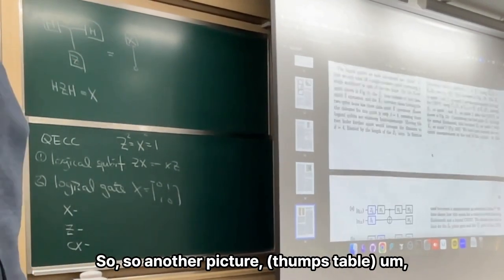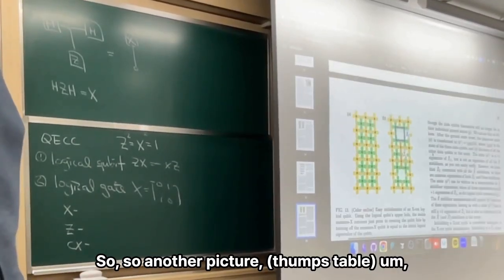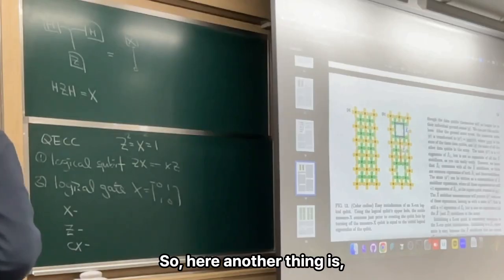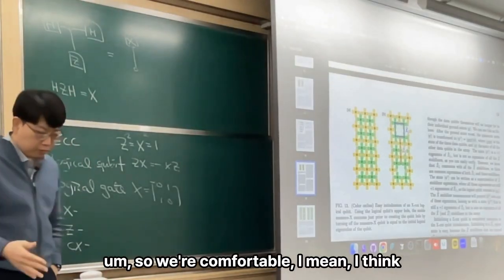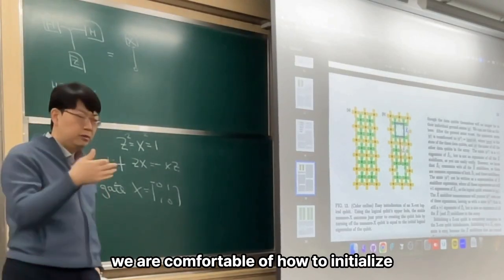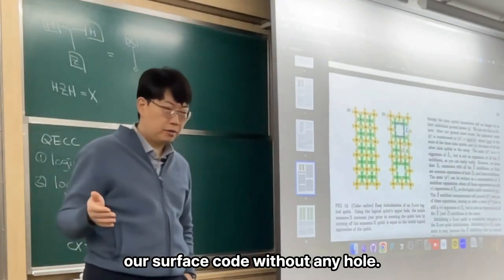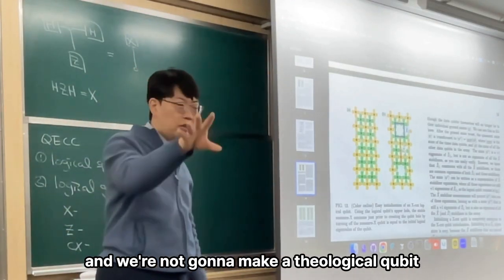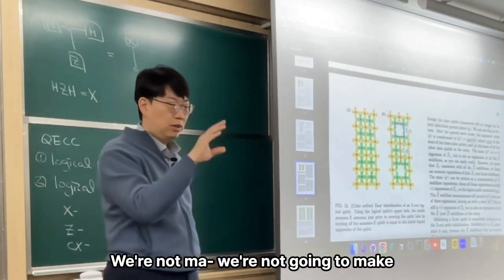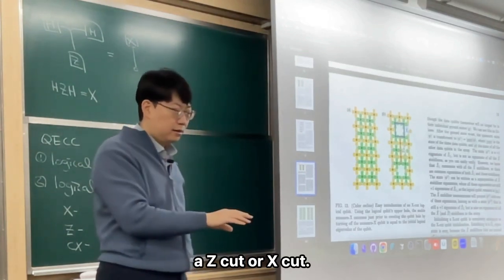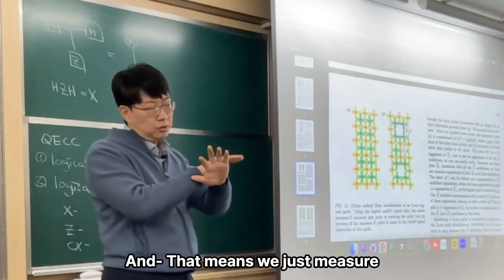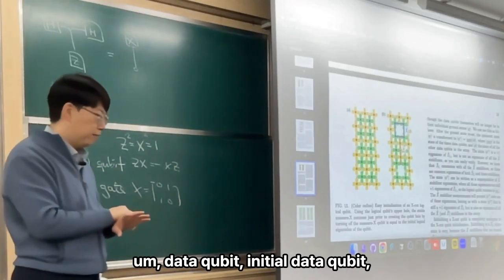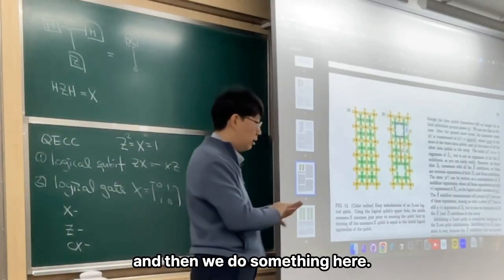Okay, so another picture. Let's see. All right. So here another thing is. So we're comfortable, I think, with how to initialize our surface code without any hole. So let's say we have a whole surface code, and we're not going to make a logical qubit with a cut. We're not going to make a Z cut or X cut, and that means we just measure all the measurement qubits, and this signature is going to be our initial data qubit state, and then we do something here.